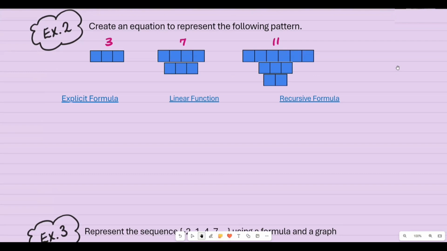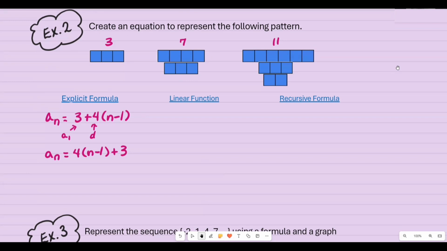My explicit formula, as you saw in the beginning, would be created based off of what I know as far as my a sub 1 and my d. So if I wrote it the original way, my a sub 1 is 3, and then I have plus 4 times the quantity of n minus 1. Again, this is my a sub 1, and the 4 represents my d, my common difference. I could have written it the other way where the d comes first, so then I would have a sub n is equal to 4 times the quantity of n minus 1 plus 3. Either way would work.